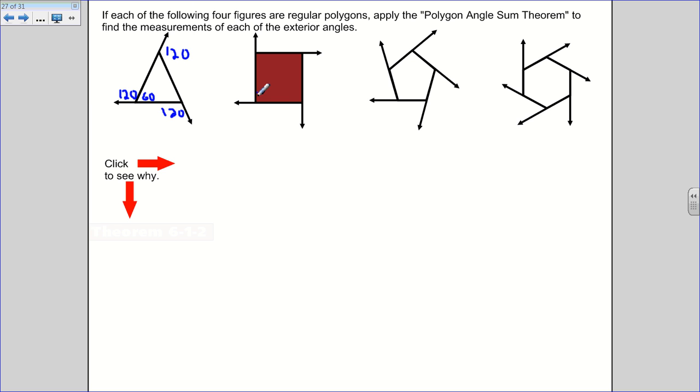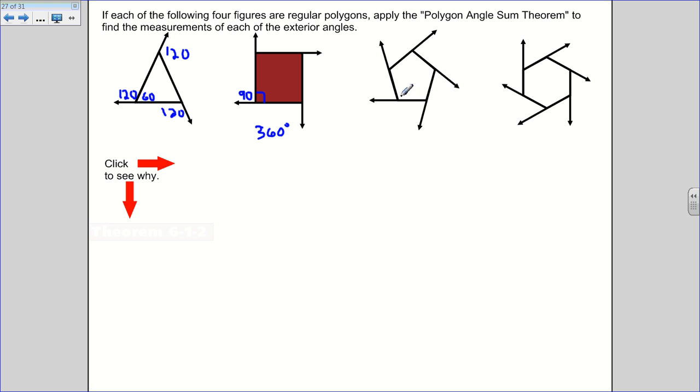Same thing for the square. Square has 90-degree angles, which would mean that the outside exterior angles are also 90, and there's 1, 2, 3, 4 of them. So four 90-degree angles make a total of 360 degrees exterior angles.